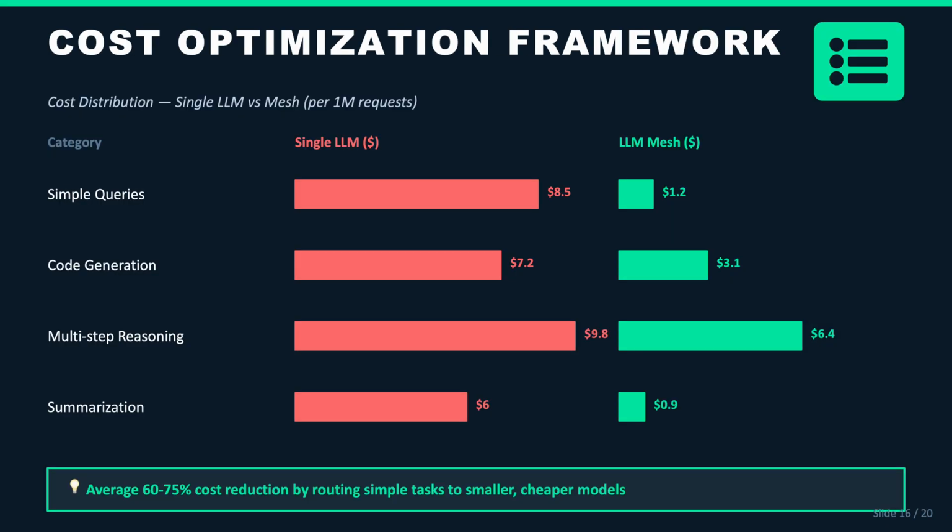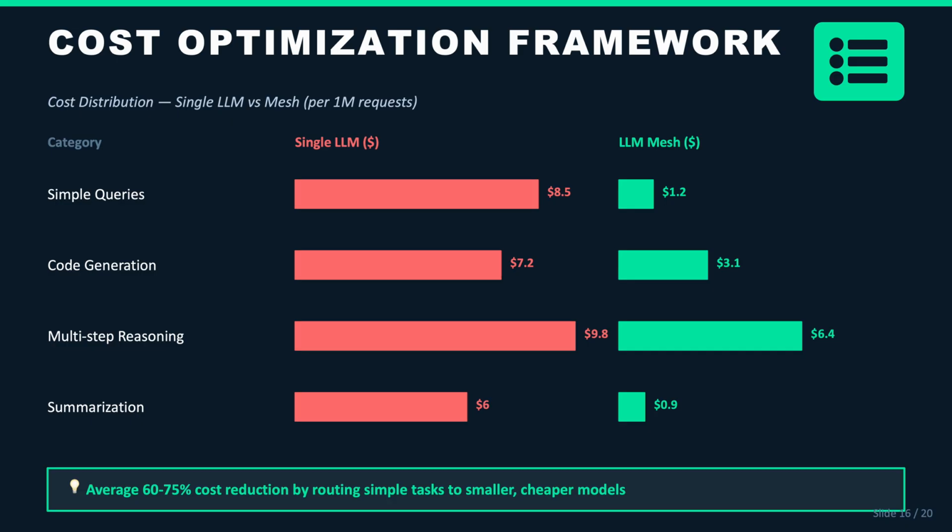Cost optimization framework. Let's talk about the numbers that make CFOs pay attention. Looking at cost per million requests across 4 common task categories. The difference between a single LLM architecture and a properly routed mesh is stark. For simple queries, a single frontier LLM costs $8.50 per million requests. A mesh routes those to nanomodels and brings that cost down to $1.20, an 86% reduction.